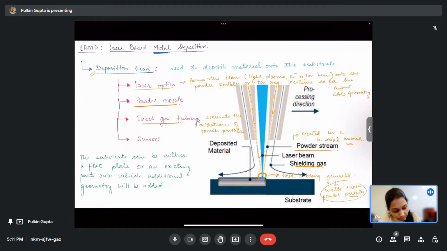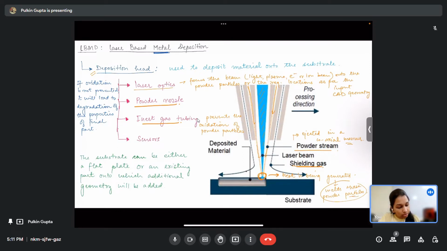Okay, if oxidation is not prevented, it will lead to degradation of the properties of the powder, or the final part you can say. So it can cause corrosion effects, since oxidation is relevant to corrosion. So it will cause a decrease in the strength, decrease in stiffness, increase in porosity, like that.